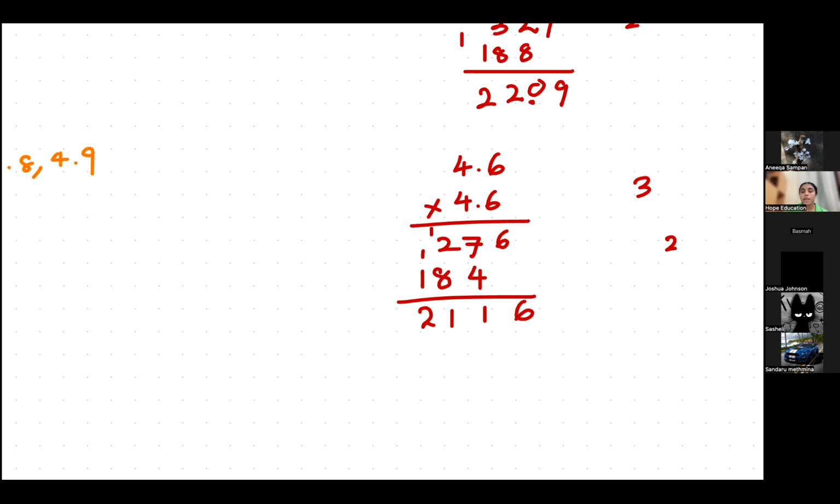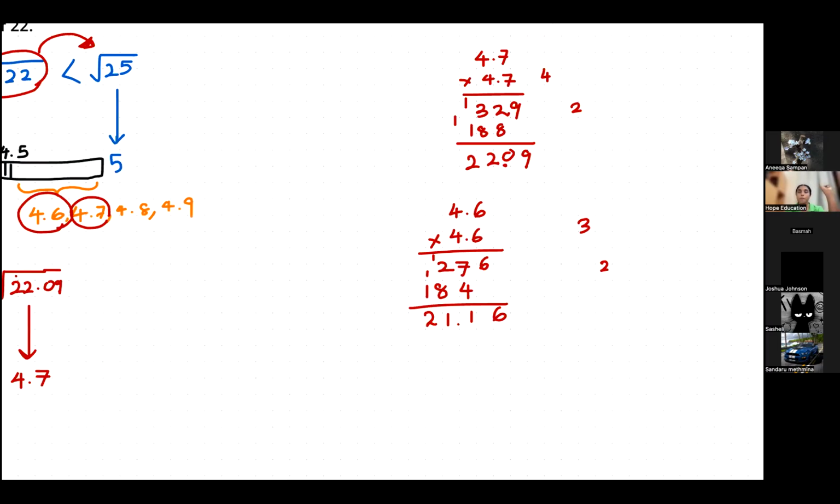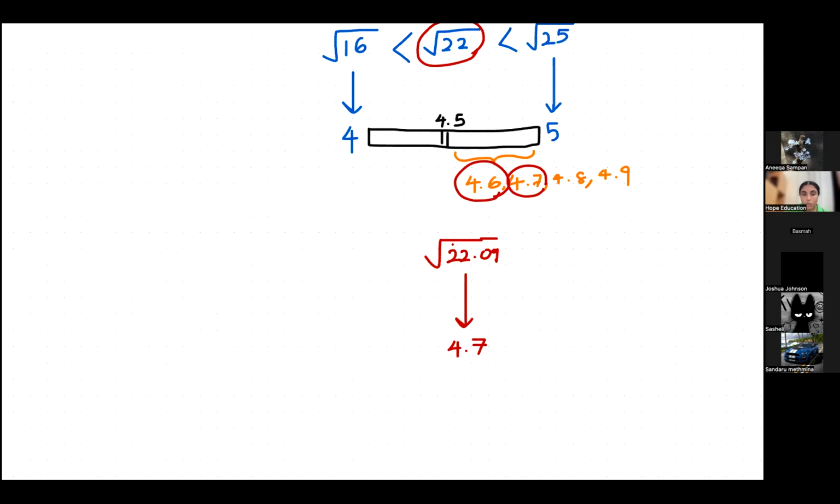එතන මට එනවා 21.16. decimal points දෙකක් තියෙනවානේ. So 4.6 multiplied by 4.6 is 21.16. Then square root of 21.16 would be 4.6.